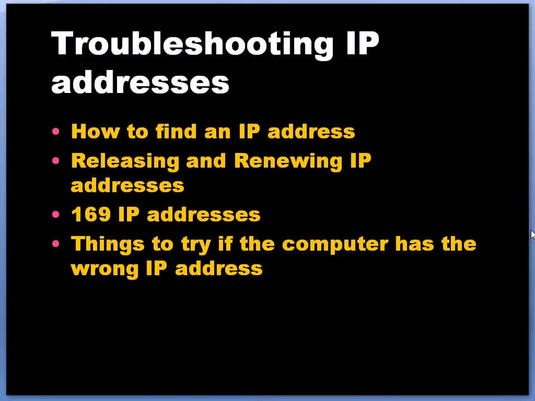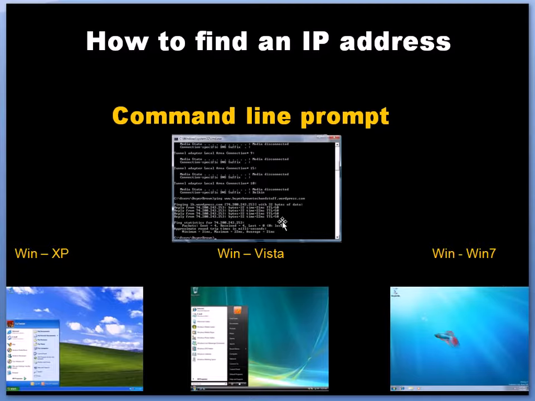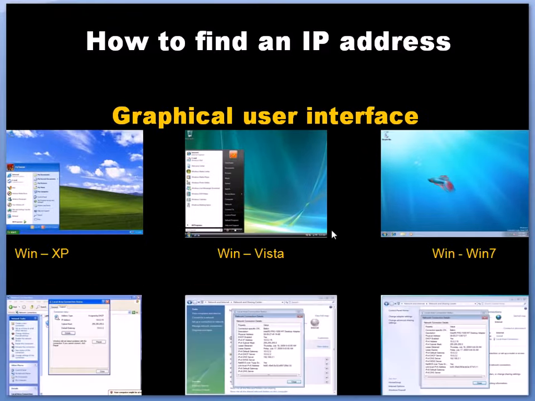In the near future we're going to go over troubleshooting with an IP address. We're going to talk about how to find an IP address, how to release and renew an IP address, a little bit more about the 169 IP address, and things to try if you are coming up with the wrong IP address. We're going to talk about the command line with Windows XP, Windows Vista, and Windows 7, finding the IP address with the command line and some other things you can do with it, as well as graphically, with the different operating systems.